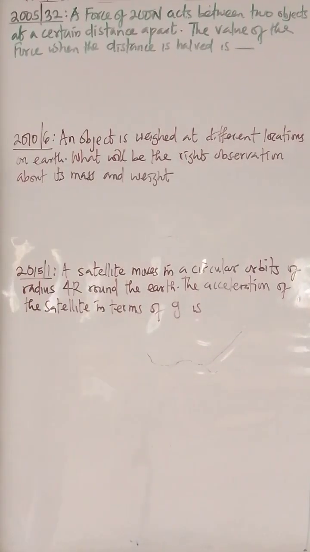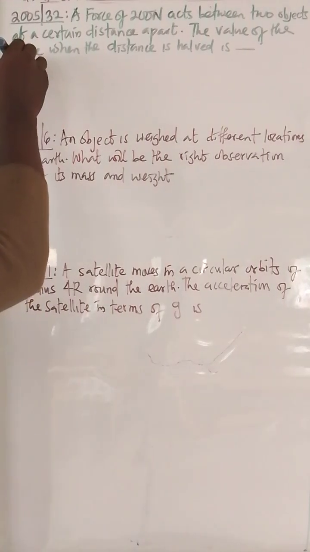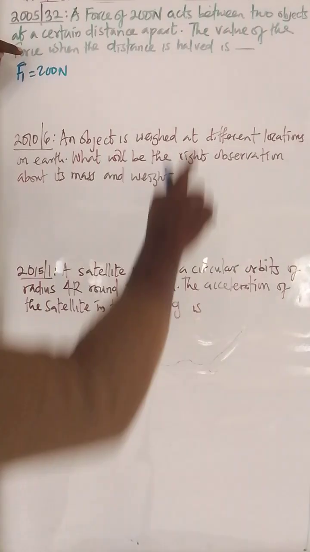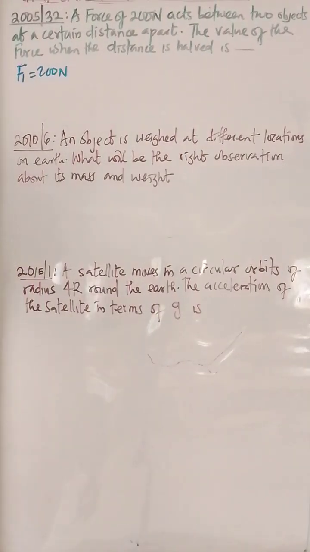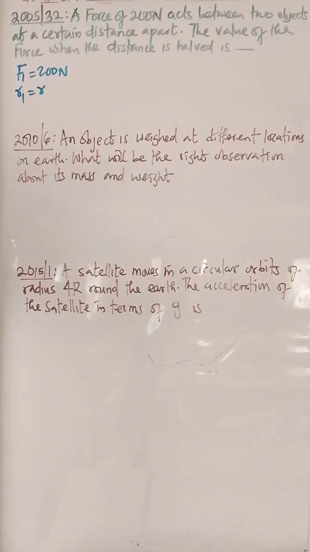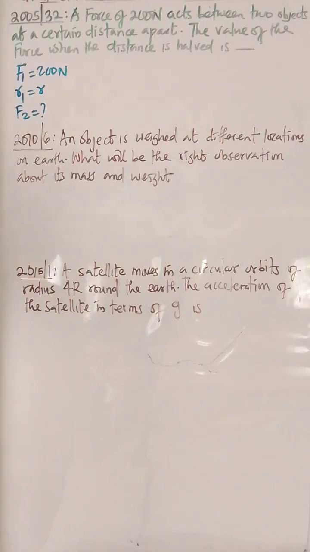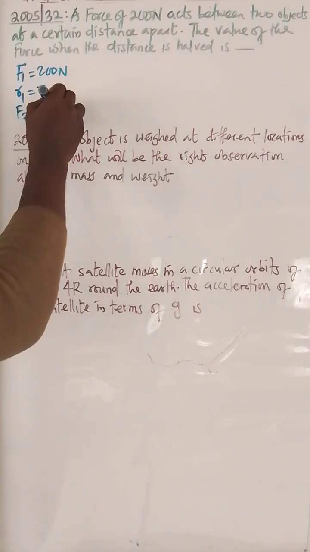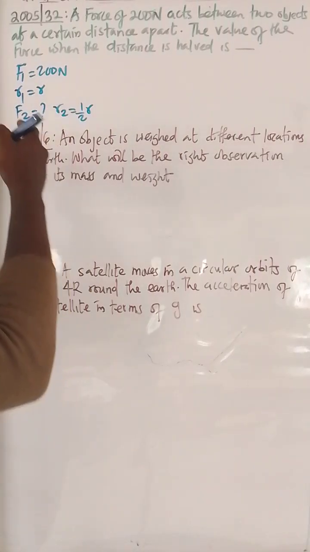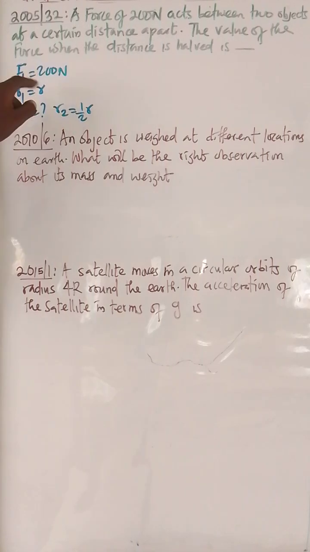Now let's consider this question from 2005 Math 32. A force of 200 Newton, let's call it F1, 200 Newton, acts between two objects at a certain distance apart. Let's call the distance R1, which is R. We are looking for the value of the force F2 when the distance is halved. So let's say R2 is half of R1. So if R1 is R, R2 is half of R1.